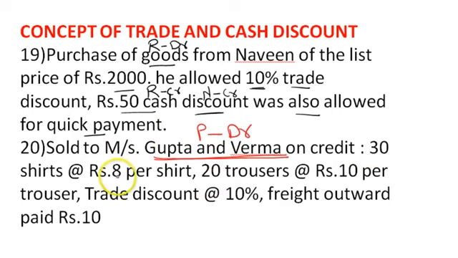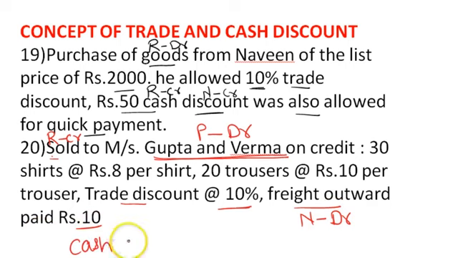On credit, 30 shirts at the rate of 8 per shirt, 20 trousers at the rate of 10 per trouser. Trade discount is 10%, freight outward paid rupees 10. Alright, so now over here we are not supposed to record any trade discount, but since sold, so sales is giving us income, so credit. What account? Real account, credit what goes out, the goods are going out, so credit sales, and freight outward paid, so it is an expense for us, nominal account. Freight outward is a nominal account, expense for us, and paid rupees 10, so we will be paying it by cash. Real account, credit what goes out, so cash is going out.